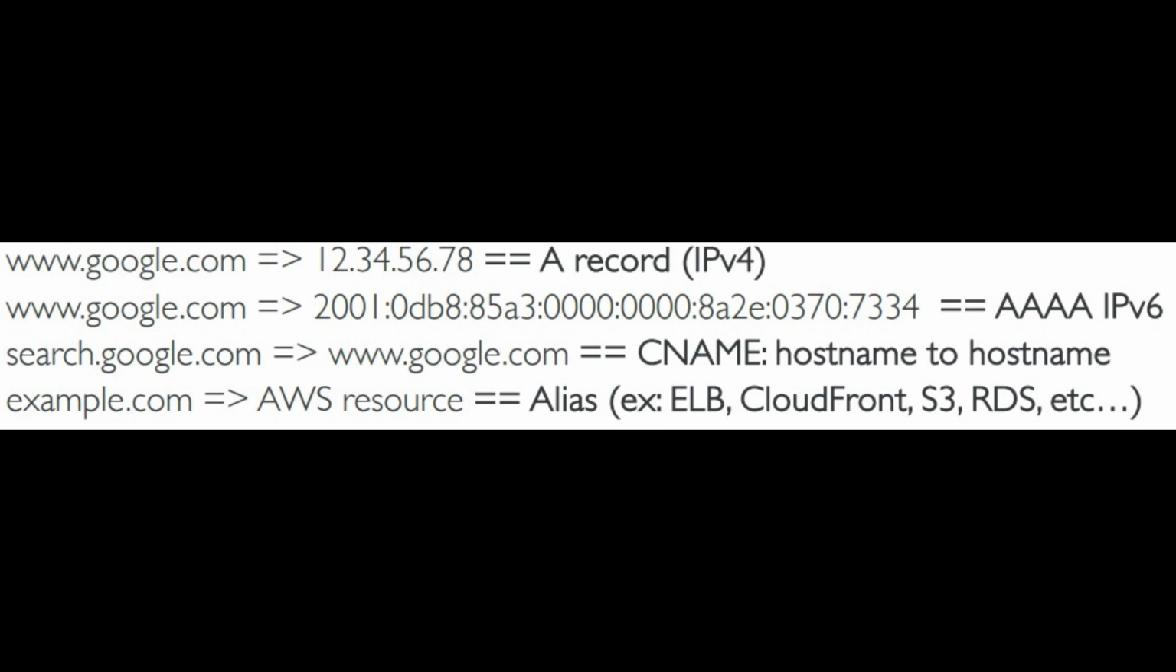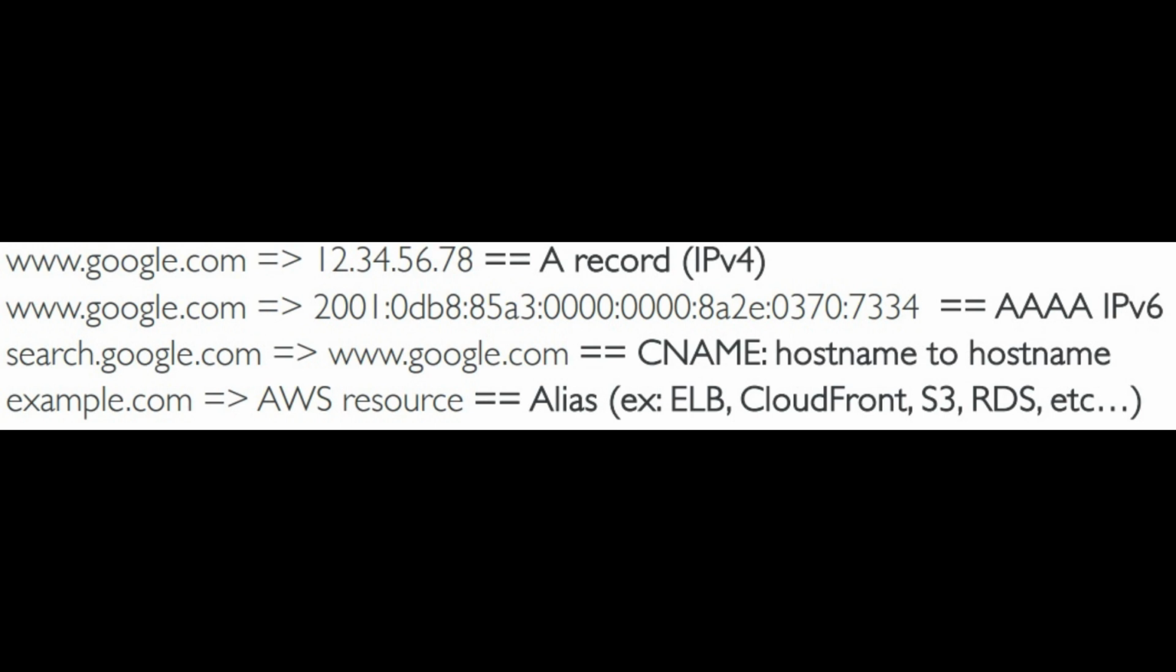First, we have the A record for IPv4 addresses. This is where a domain name, like www.google.com, is directed to an IPv4 address, say, 12.34.56.78. It's one of the most fundamental types of DNS records.